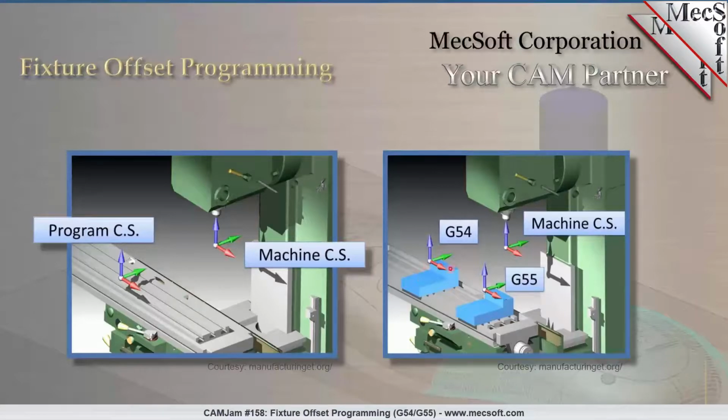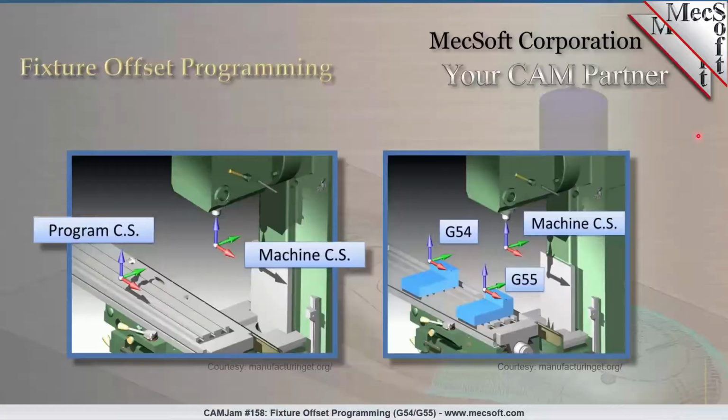So for example, in this pictorial representation that you see here, we have two stock planks and each of them have their own origin location. So this could be called your work offset number 1, represented by G54, and this could be work offset number 2, which could be G55. So rather than having to program each of these and then manually changing or editing the program to do it, we can do this programmatically and automatically in our CAM program using fixture offset programming.